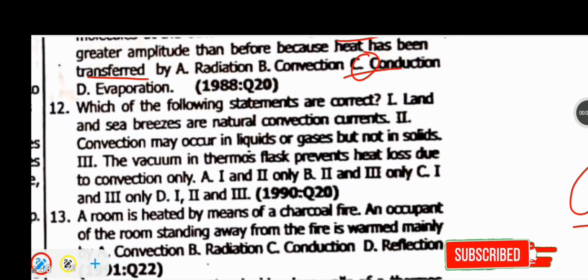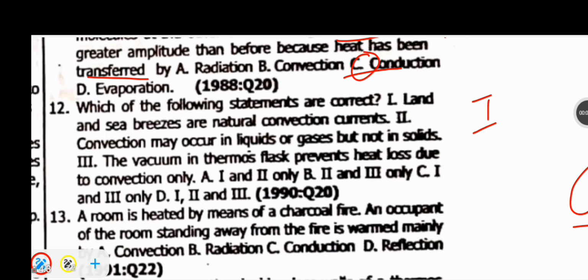So which of the following are correct? Land and sea breeze are natural convection currents, so number 1 is true. Boiling of water is also a natural convection current. Convection may occur in liquids or gases, but not in solids. That's true. Convection only occurs in fluids. So number 2 is also true.